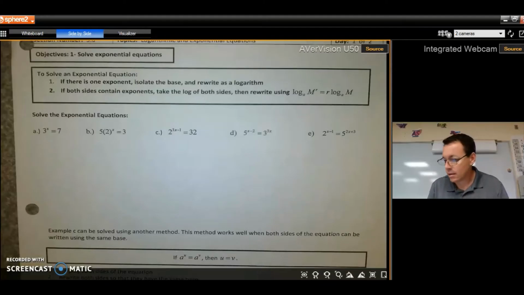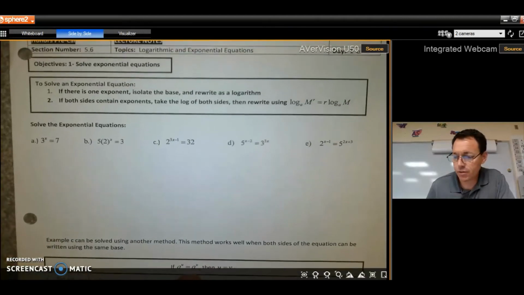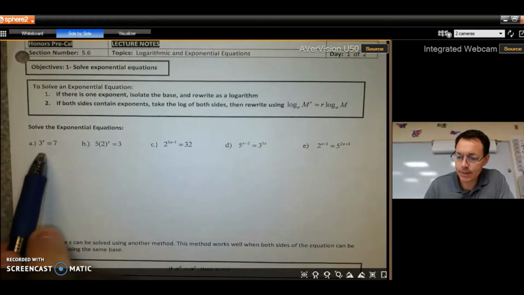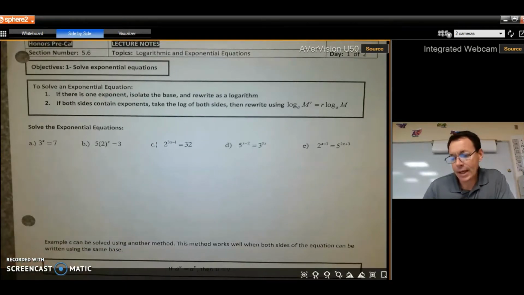Hey guys, today we're gonna do section 5.6, which is gonna focus on solving equations. So we're gonna have exponential equations, and we're gonna solve them. Now, the only problem with this is there's kind of different ways to solve based on the situation you're in and the problem you're given.